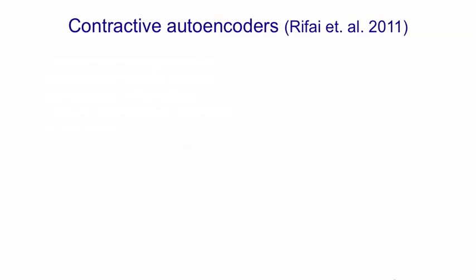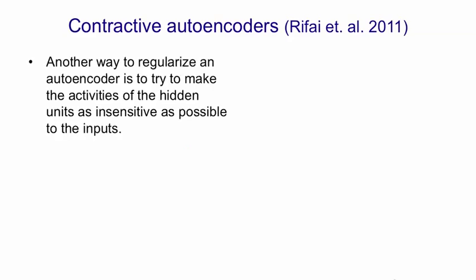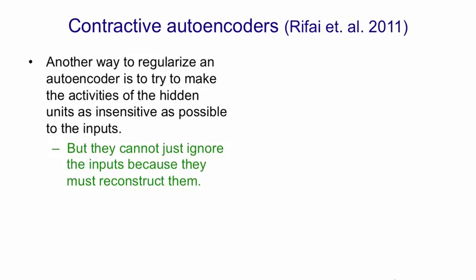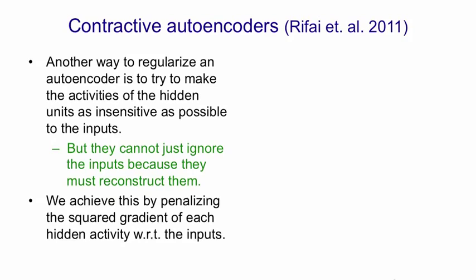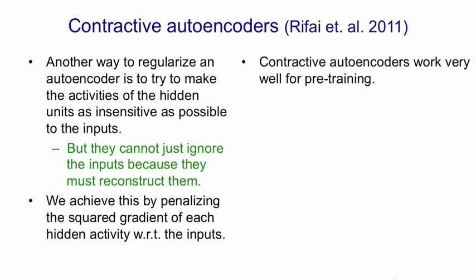Yet another kind of autoencoder is the contractive autoencoder that was also developed by the group at Montreal. The way this works is that we try to make the hidden activities be as insensitive as possible to the inputs. Of course, the hidden units can't just ignore the inputs altogether, because they have to be able to reconstruct them. The way we achieve this insensitivity is by penalizing the squared gradient of each hidden unit with respect to each input. So we try and make each hidden unit so that it won't change much if we change an input value. Contractive autoencoders also work very well for pre-training.